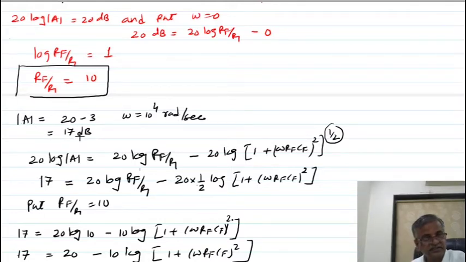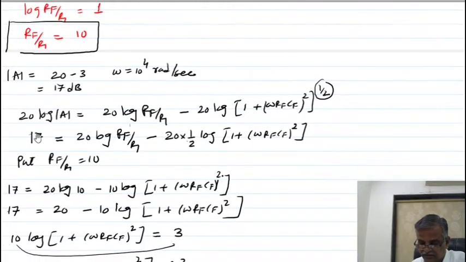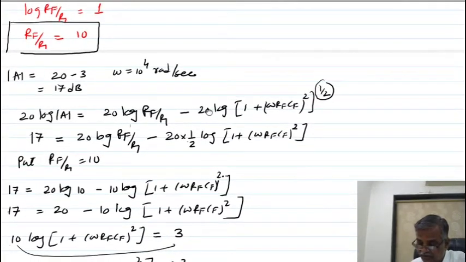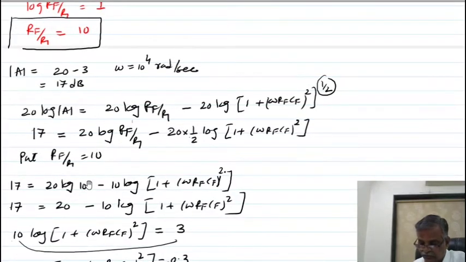So gain is how much? 17 dB. So I have written here this equation, the previous equation I have already written. This will be 17 dB. Here I have taken 1/2. You already know that log of root x is nothing but 1/2 log x, so I have taken it like this. Here this is 17. Rf by R1 is 10, so I have put 10 here. This value I have put here.